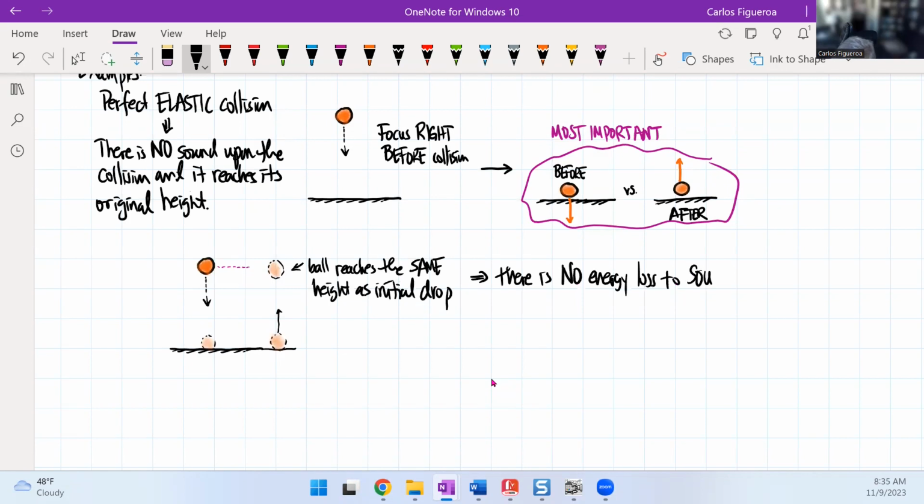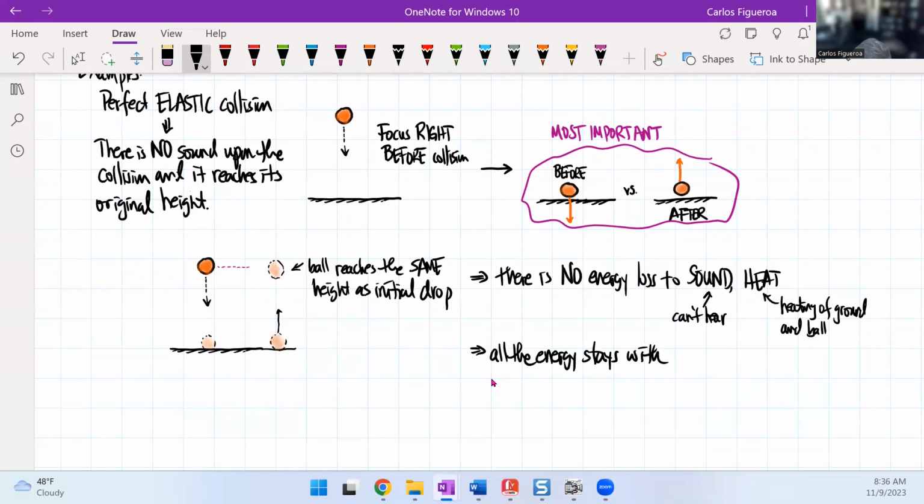to sound and heat. And what I mean by heat here is the heating of ground and ball. So the ball does not heat up. And here, of course, you can't hear. So all of the energy stays with the ball. That's what we call a perfect elastic collision.